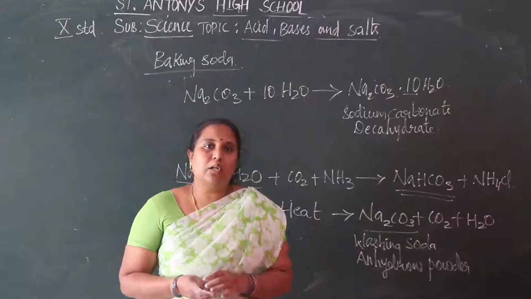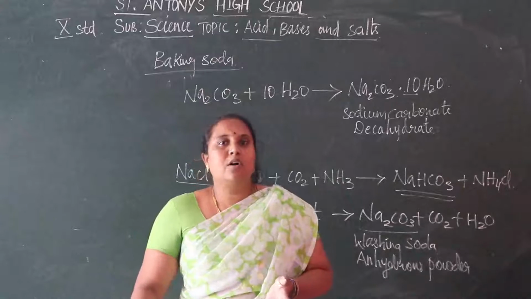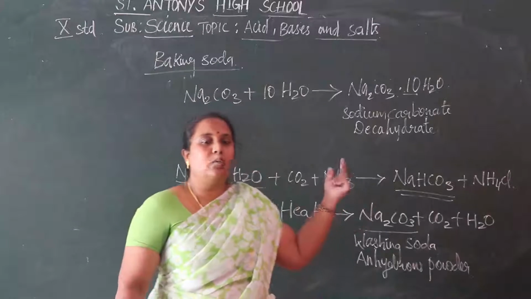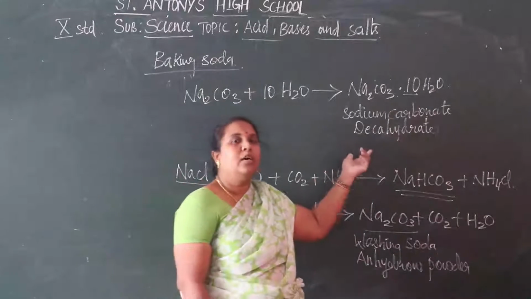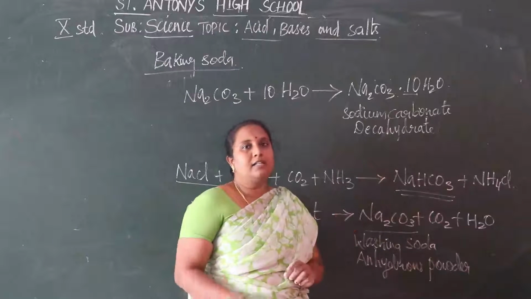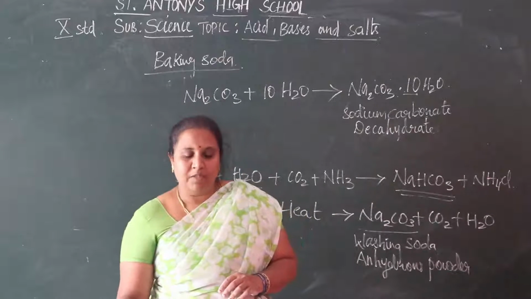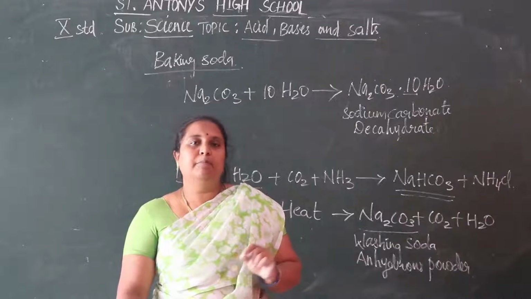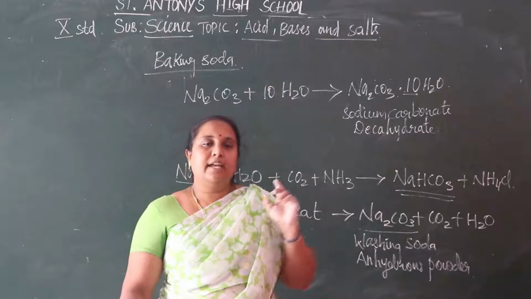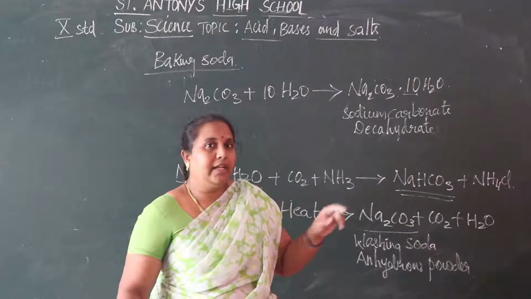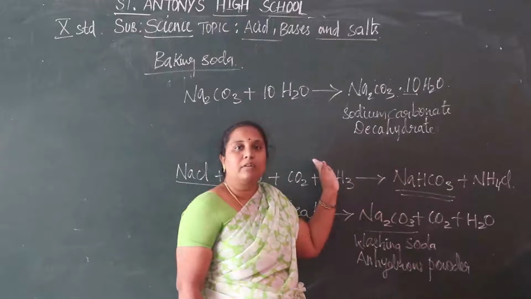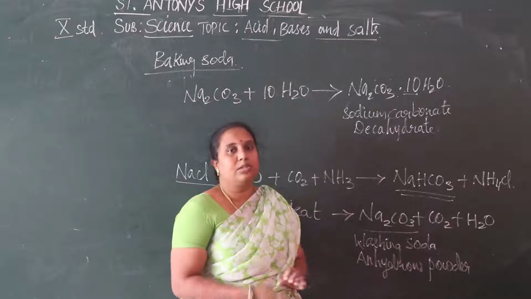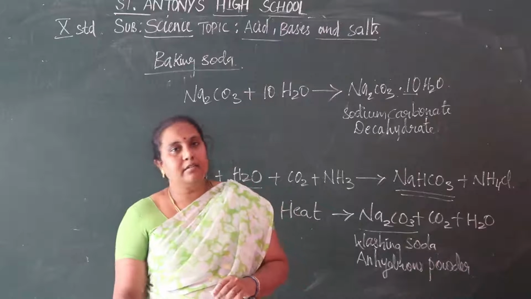We give our clothes to dry washers now. They use this washing soda directly to remove the permanent hardness on the clothes. It is also used in the glass and paper industries, for the preparation of glasses and papers.